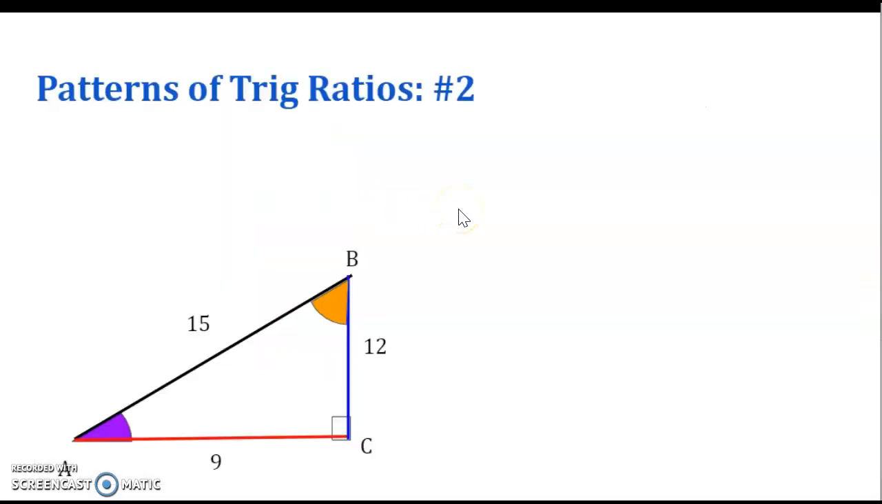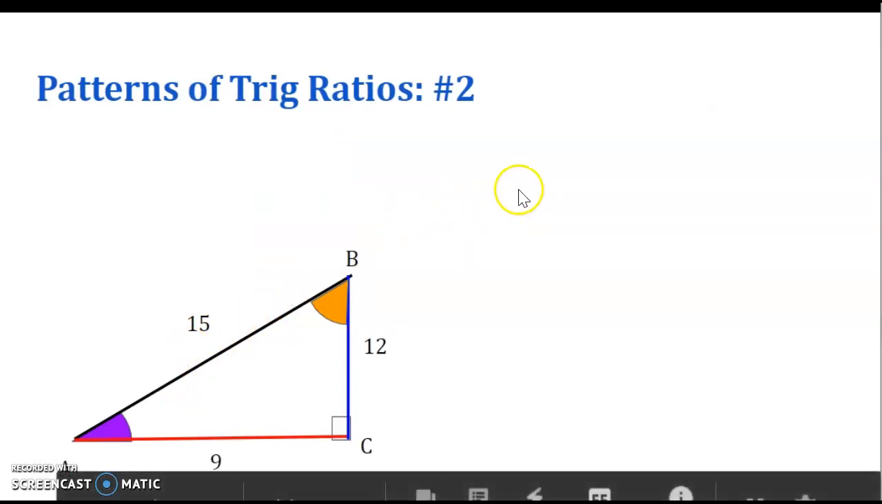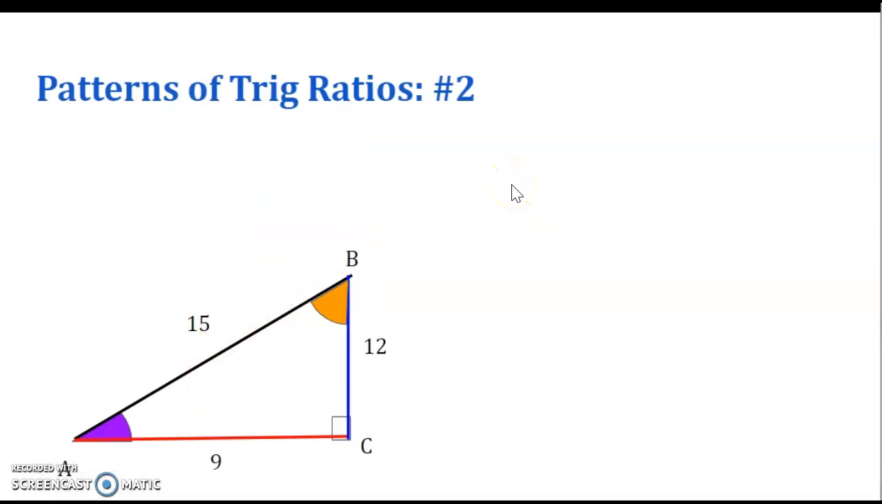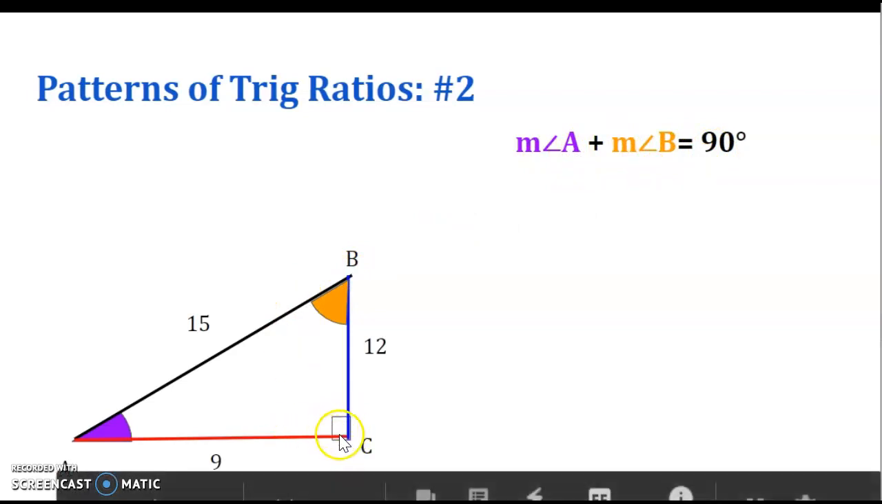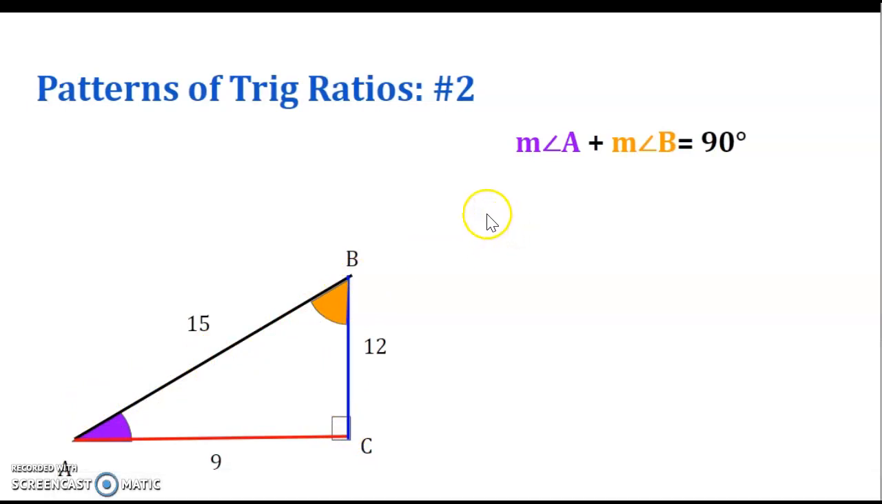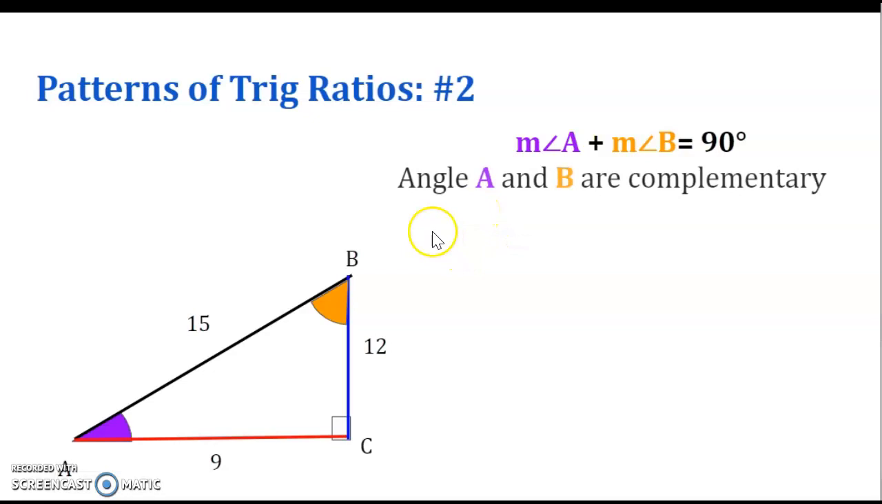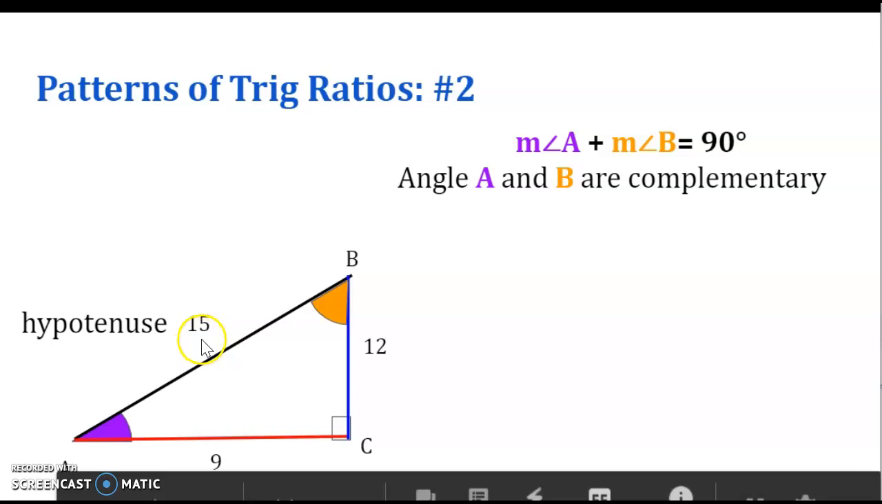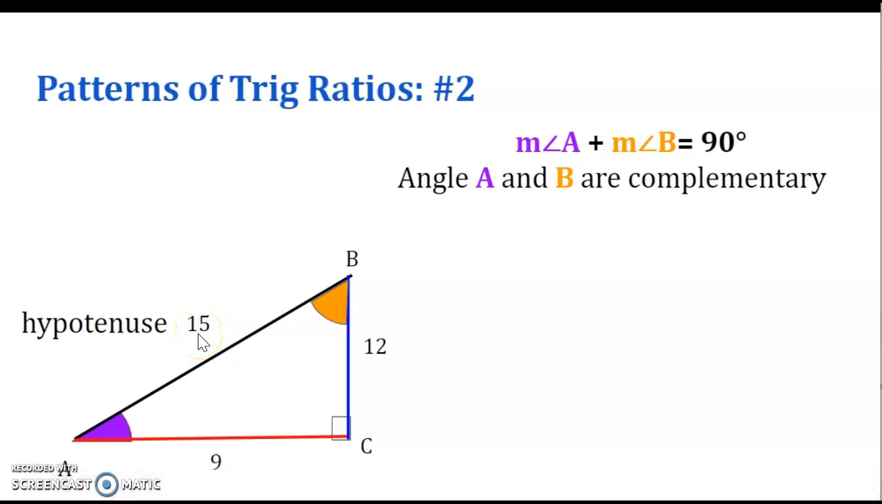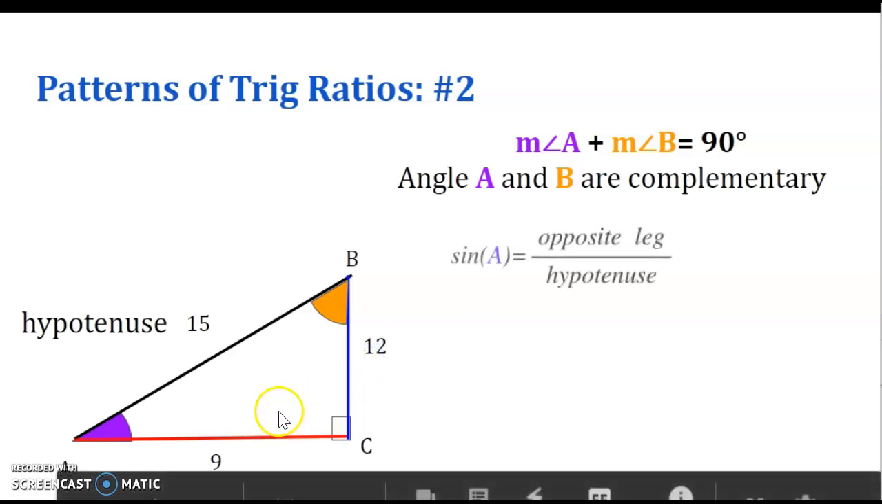All right, the second pattern that we should have noticed is that when you're given a right angle triangle, the measure of angle A plus the measure of angle B has to be equal to 90. Why? Because we already have a right angle here. So these two angles need to add to 90 in order to have the triangle angle sum. So angle A and angle B are complementary, and the hypotenuse is going to be 15. Depending on whether we're talking about angle A or angle B as our reference angle, we're going to have different things.